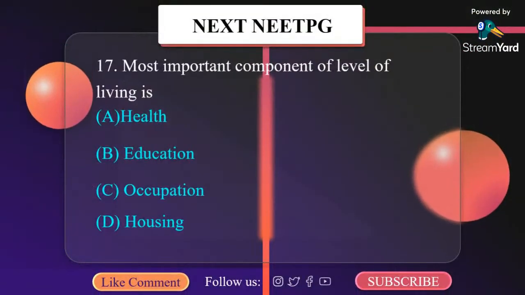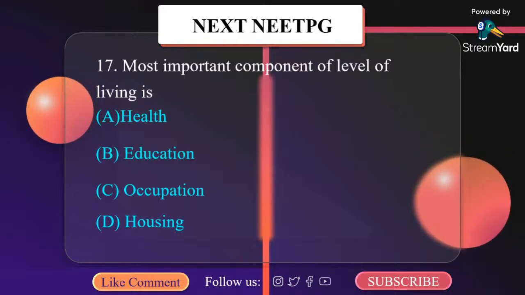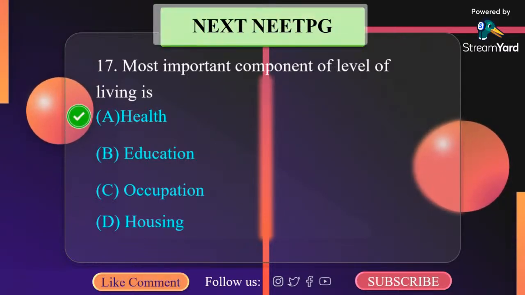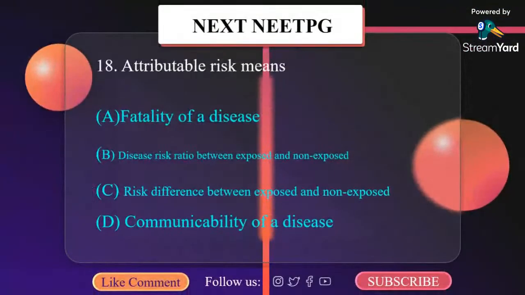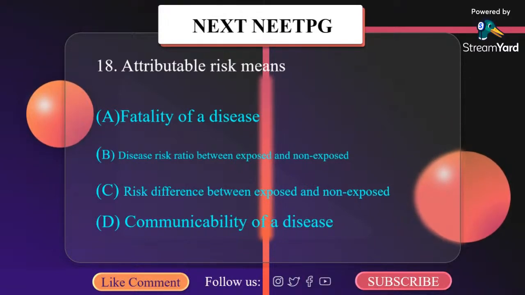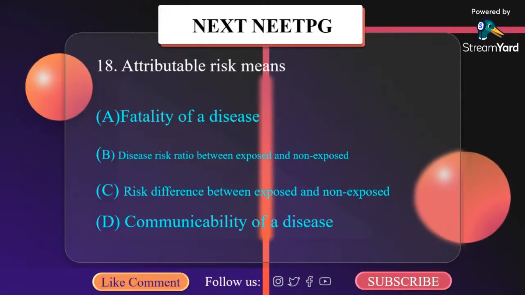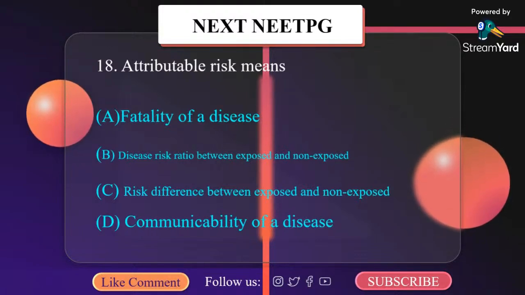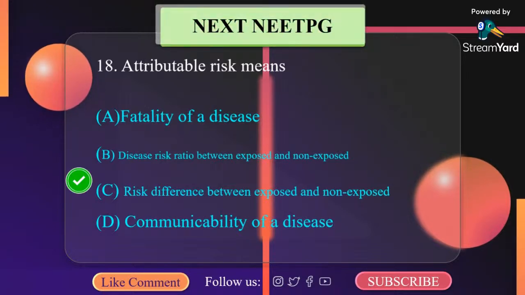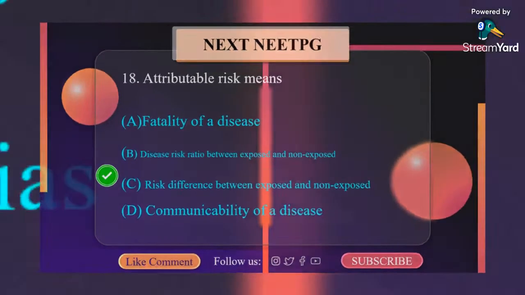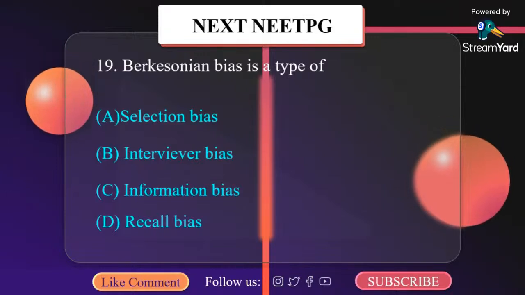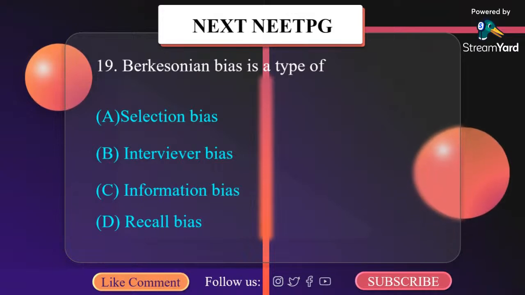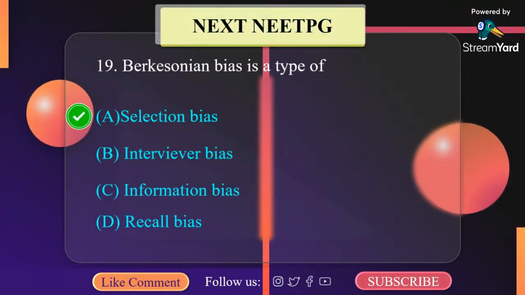Most important component of level of living is A. Health, B. Education, C. Occupation, D. Housing. The correct option here is health. Attributable risk means A. Fatality of a disease, B. Disease ratio between exposed and non-exposed, C. Risk difference between exposed and non-exposed, D. Communicability of disease. It is risk difference between exposed and non-exposed. Berksonian bias is a type of A. Selection bias, B. Interviewer bias, C. Information bias, D. Recall bias. It is selection bias.